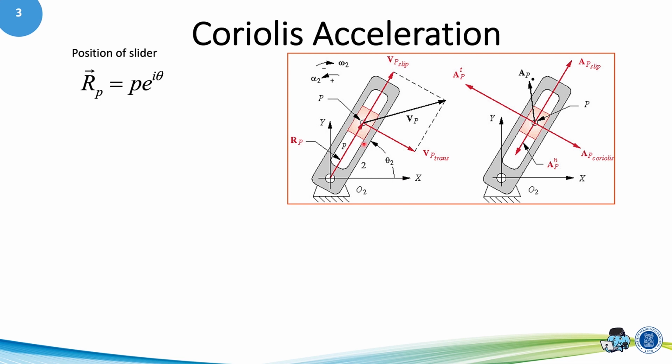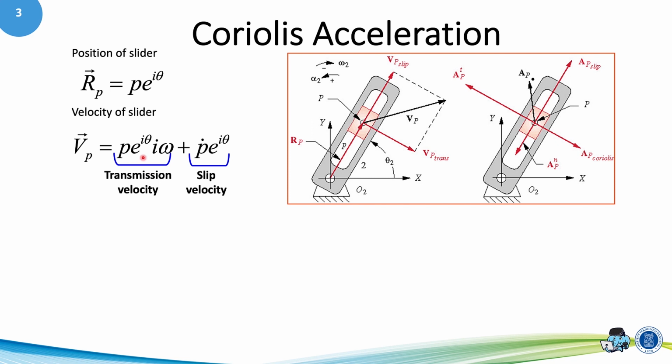And then, to get the velocity equation, we differentiate the position of the slider. But don't forget, p is now a function of time. So we get the equation of the velocity as this one. We get p e^(i theta) times i omega plus p dot e^(i theta). You can see here, this one is the transmission velocity and this one is the slip velocity.